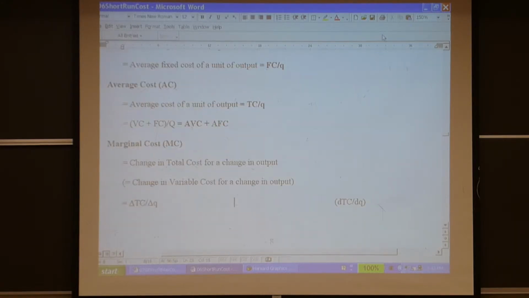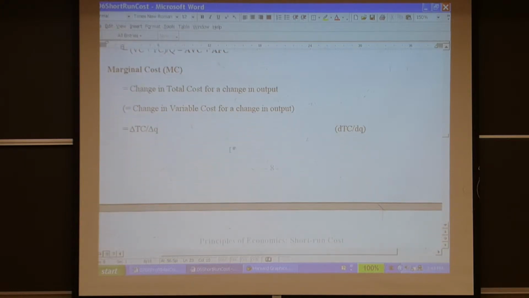So watch. Now define average cost as the average cost of a unit of output. Total cost divided by Q. It divides into average variable cost plus average fixed cost, right? Average variable cost is the average cost of the variable cost. Average fixed cost is the average cost for fixed cost. Marginal cost is the change in total cost over the change in Q. Now watch this. We did this last day. Many people will say that it's the change in the variable cost divided by the change in Q. I like the broader definition because it encompasses the lesser definition.